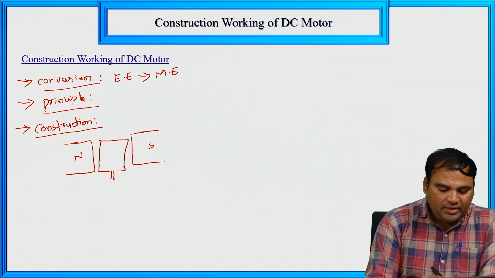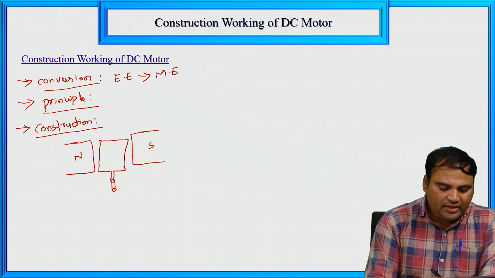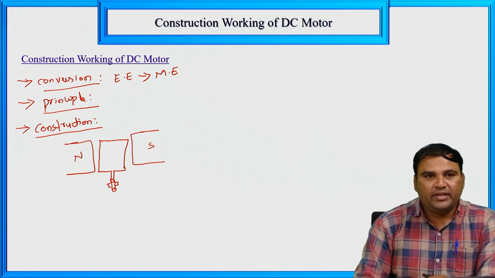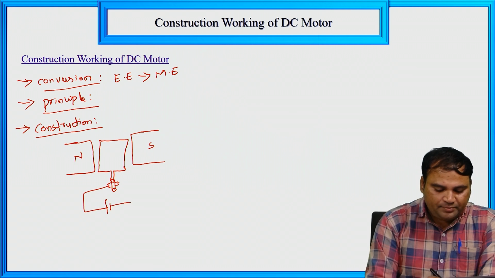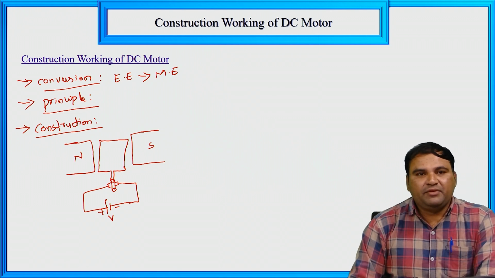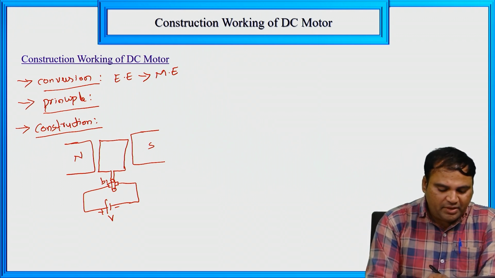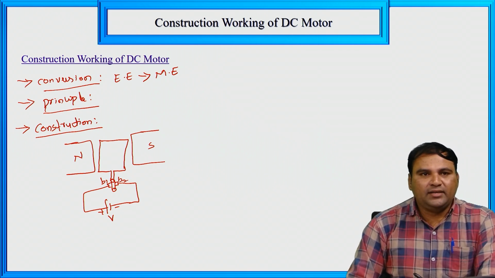At the end of this coil, we connect one commutator. The function of the commutator is to collect current from the coil. The commutator has brushes, represented as B1 and B2. For these two brushes, we give the DC supply, plus minus voltage V. The function of brushes is to collect current from the commutator. This is the simple construction of a DC motor.